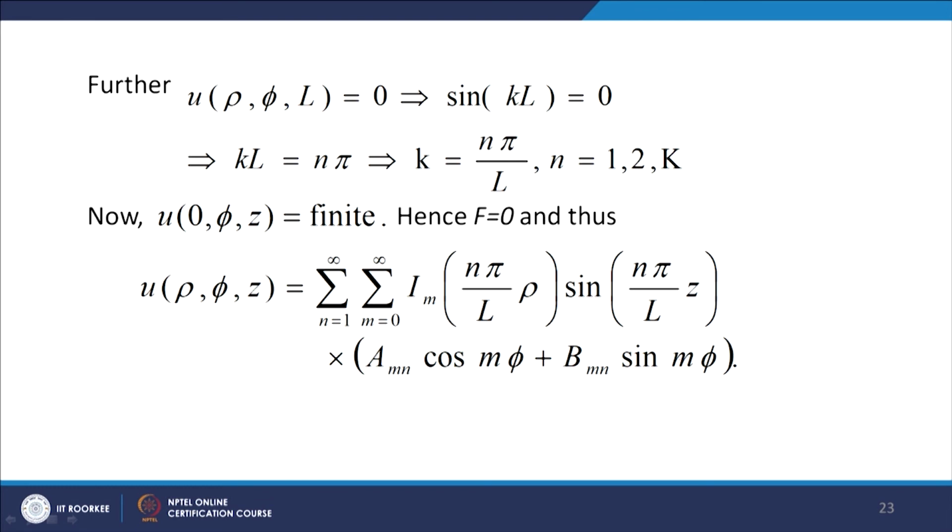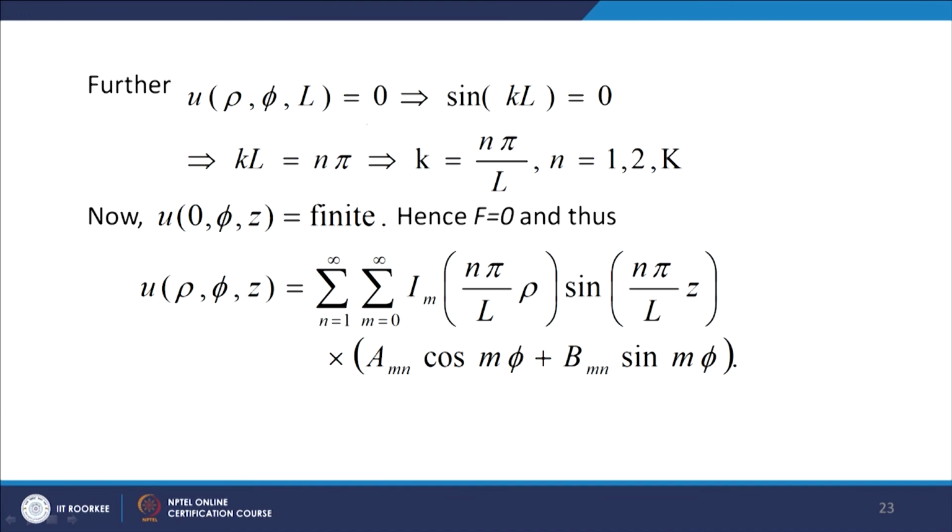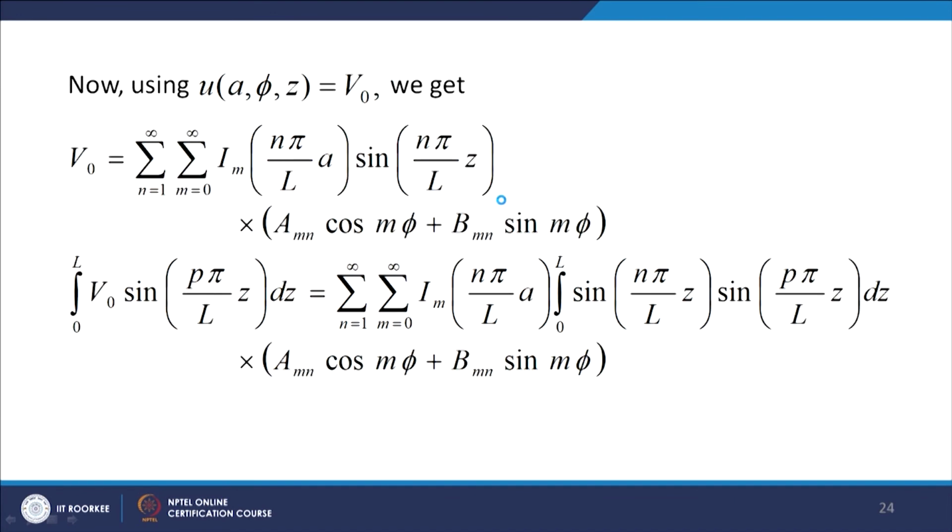This m comes from h phi, and n comes from this equation, okay. From here we get this n. So, there will be a double summation.